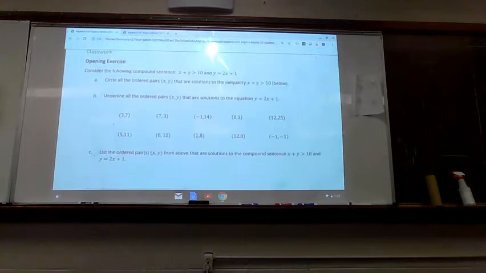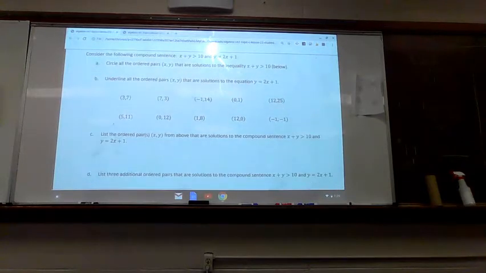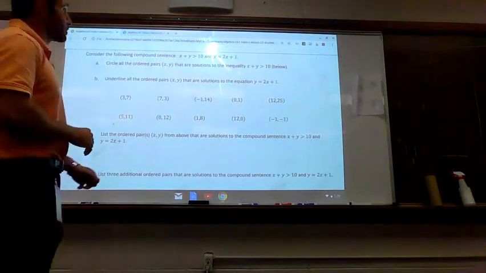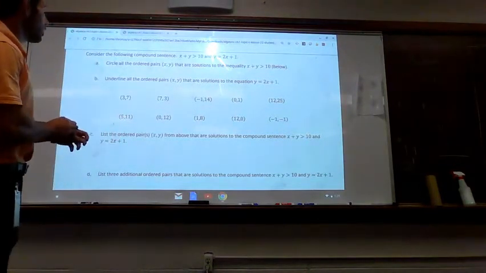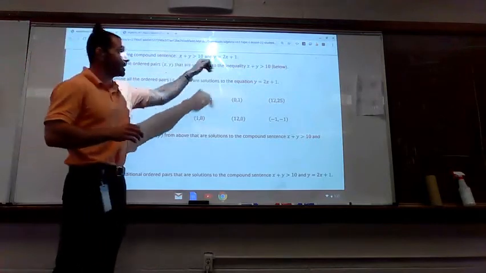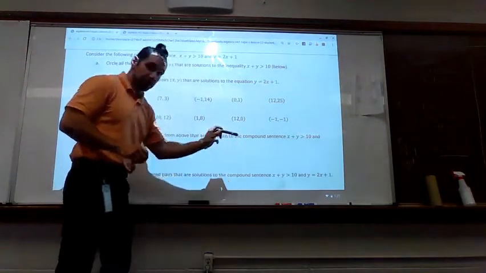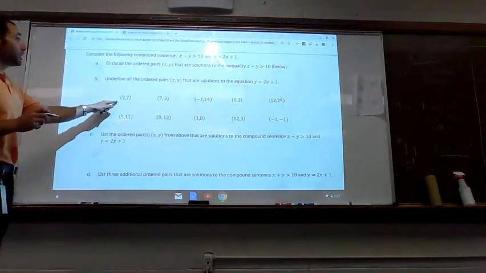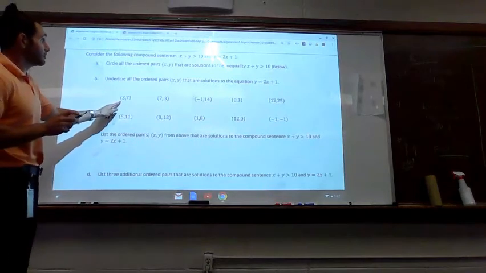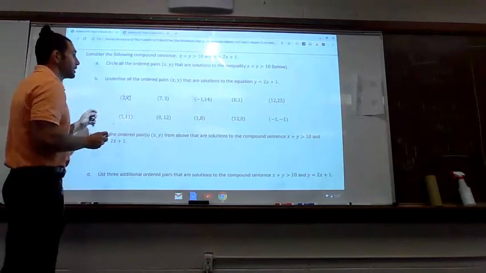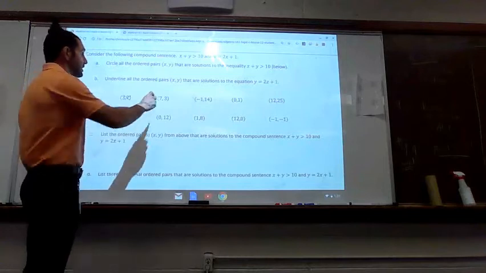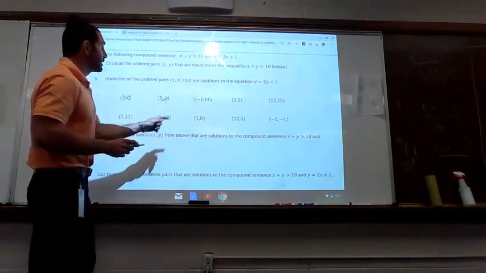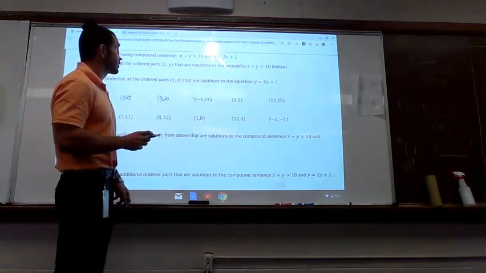So considering the following compound sentence, x plus y is greater than 10, and y must equal 2x plus 1. Circle all of the ordered pairs that are solutions to the inequality. Okay, so here we go. 3 plus 7 is greater than 10? Well, that's not true. 7 plus 3 is greater than 10? That's not true.